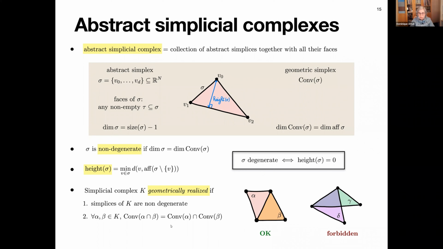And also, when I consider geometric simplices associated to the abstract simplices, they have to intersect along a common face, so this situation is authorized, but the one on the right is forbidden, because I would have the convex hull of delta and the convex hull of gamma that would overlap, but not intersect along a common face, a common edge.